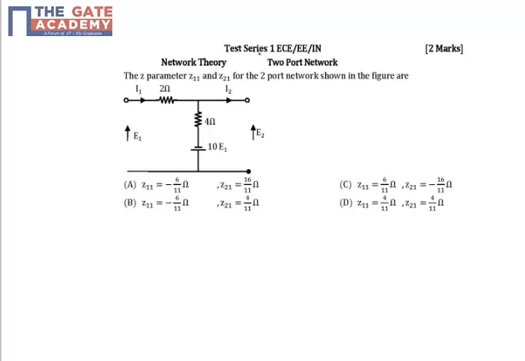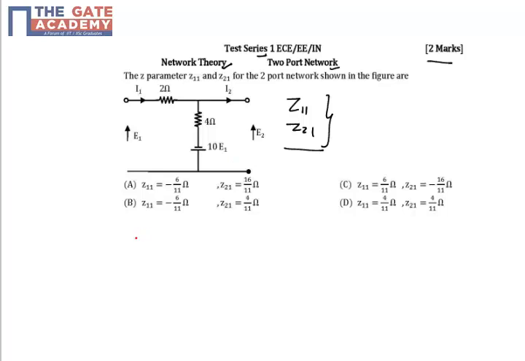Hello friends, this question is from test series number 1. Subject name is network theory, topic name is two-port network. It's a 2 marks problem. Question says that in the network given below, find out the Z parameters Z11 and Z21. Two Z parameters you need to calculate. You need to calculate the value of Z11 and Z21.